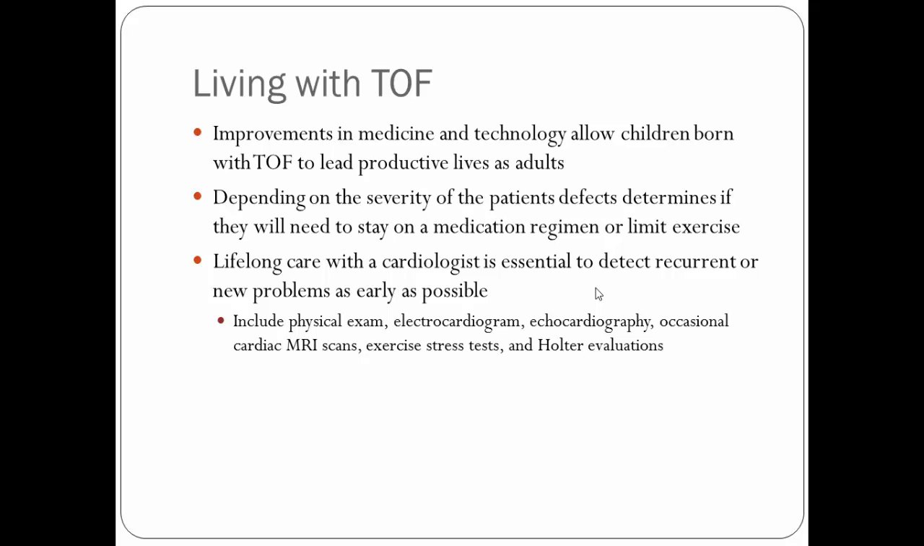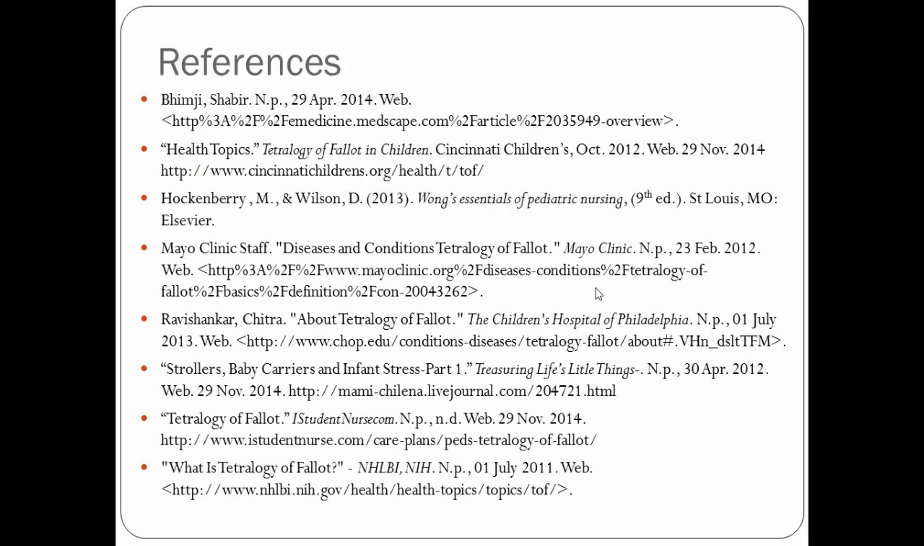Improvements in medicine and technology allow children born with TOF to lead productive lives as adults. The severity of the patient's defects determines if the patient will need to stay on a medication regimen or limit exercise. Long-term follow-up with a cardiologist is essential to detect recurrent or new problems as early as possible. These include physical examination, electrocardiogram, echocardiography, occasional cardiac MRI scans, exercise stress tests, and Holter evaluations.